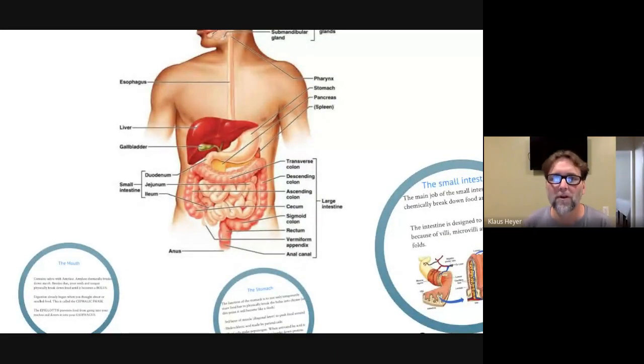All right, everyone, we're on the digestive system now. I've got it here in front of you. Let me see if I can make this a little bit larger without screwing anything up.